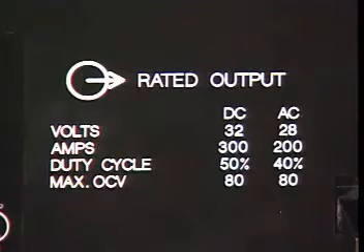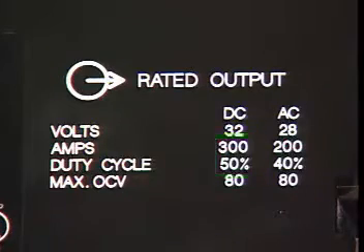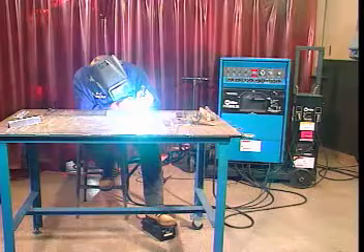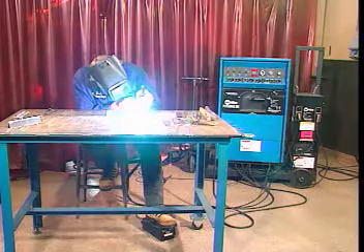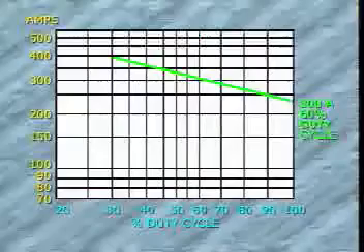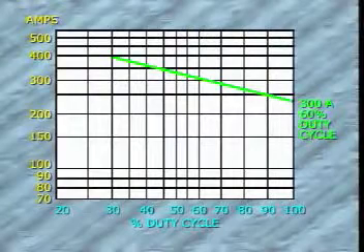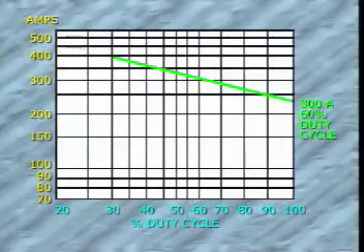For example, a machine with a rated output of 300 amps DC at 50% duty cycle can deliver 300 amps of welding current for 5 minutes out of every 10 minutes without overheating. The greater a welding machine's duty cycle, the more heavy-duty it is considered to be. Duty cycle information is often plotted as a graph that welders can use during equipment setup.